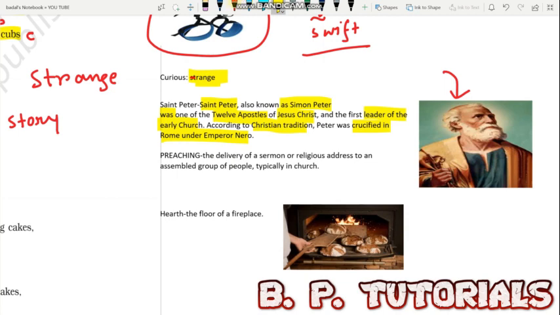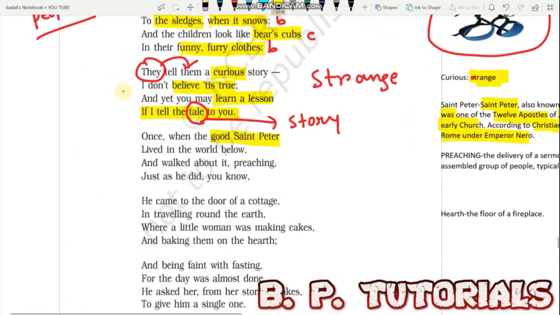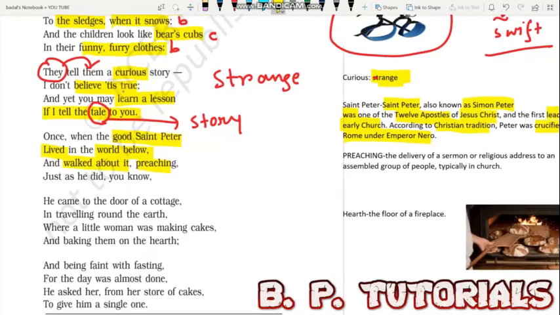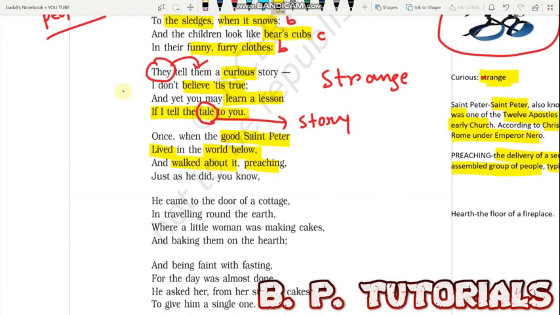So let us know what he does over here in this story. Once, when good Saint Peter lived in the world below, that means when he was really present in this world and living a life, doing his activities, he walked about and moved around the world. Why? Preaching. What is preaching? Preaching has a religious connection. Here is the meaning. Take a look at it. The delivery of a sermon or religious address to an assembled group of people, typically in church. So preaching is a religious lecture that is given to the people for their benefit.